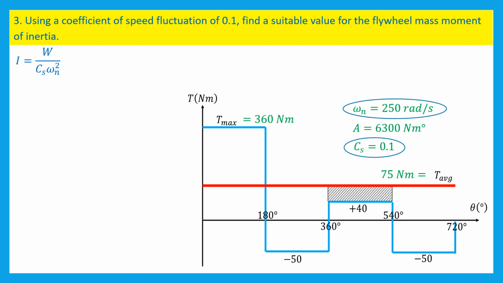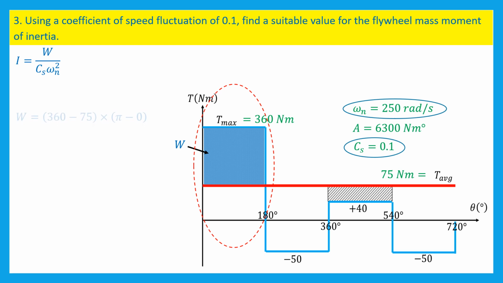W corresponds to the critical energy that should be stored, or delivered, by the flywheel in a part of the cycle. Here the critical part of the cycle is between 0 and 180 degrees. Thus, W corresponds to the blue shaded area. Please be advised here that the diagram is not given to scale. To calculate the area in joules, we need to consider angles in radians.